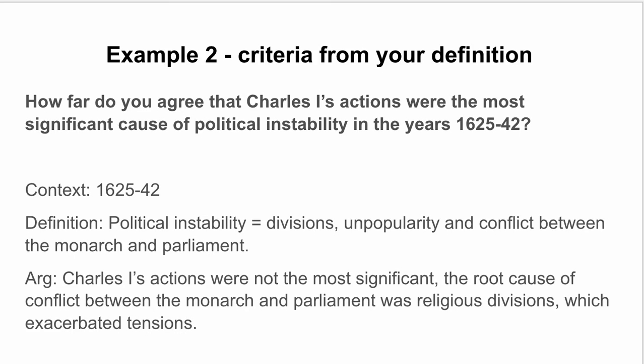Okay, so another example just to back this up. The question this time is, how far do you agree that Charles I's actions were the most significant cause of political instability in the years 25 to 42? So again, obviously you do context, but then what are we assessing? We're assessing political instability. So if you define political instability as divisions, unpopularity, conflict between the monarch and parliament, then your argument could be something like, Charles I's actions were not the most significant. The root cause of conflict between the monarch and parliament was religious divisions, which exacerbated tensions.